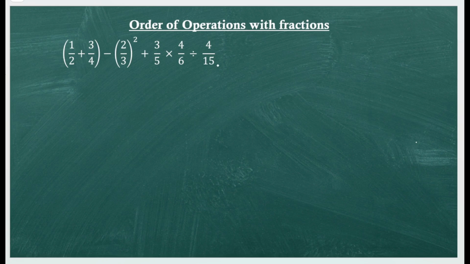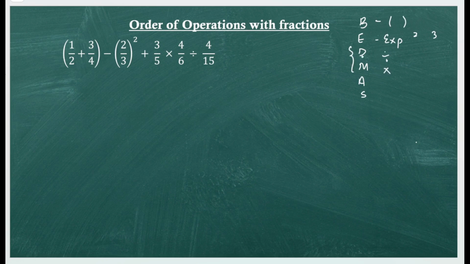Solve this expression consisting of fractions and all the mathematical operations together with brackets and exponents. We will be following the rule of BEDMAS, and we know that in this rule, B stands for brackets, E stands for exponents, meaning the exponent of 2 or 3, D stands for division, M stands for multiplication.